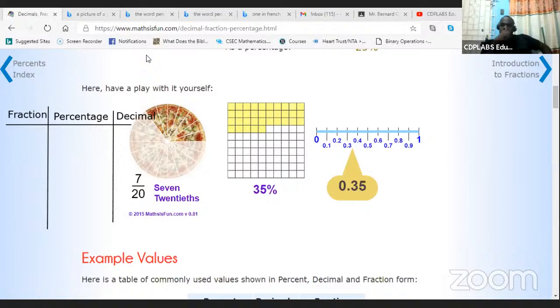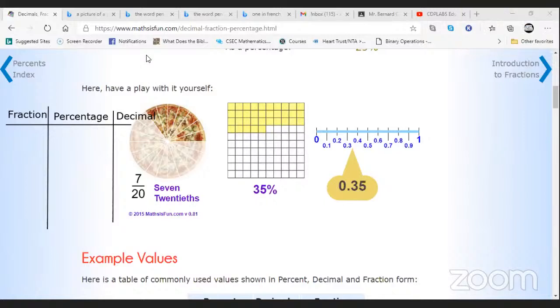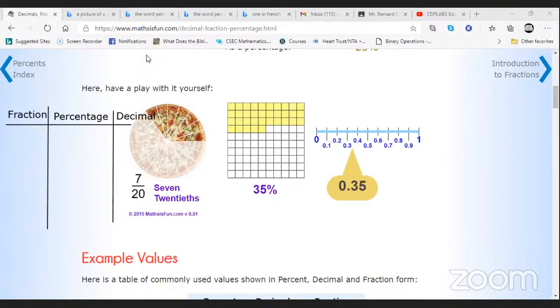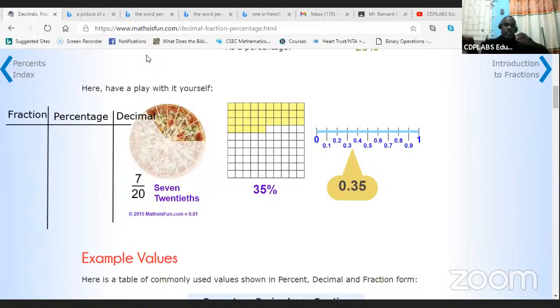That's what I want you guys to figure out: how they get from the fraction to the percentage. Look at what is in front of you right now. 7 over 20, then 35%, then 0.35.